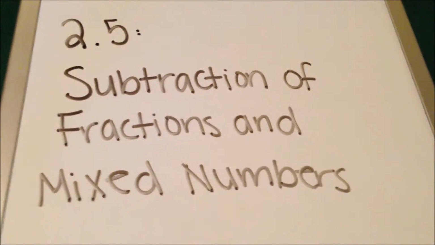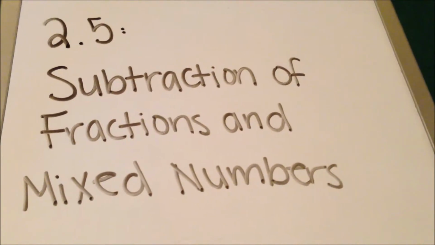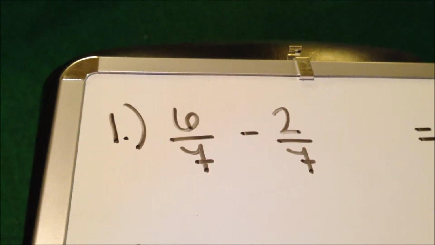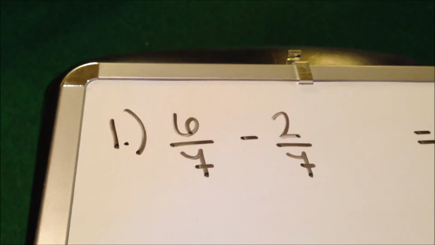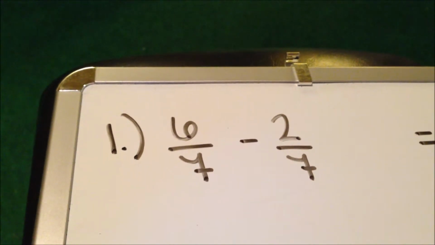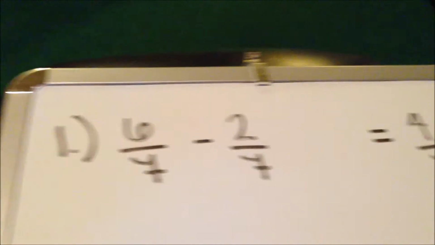Section 2.5, Subtraction of Fractions and Mixed Numbers. Let's try some examples involving the same denominator, or like denominators. 6/7 minus 2/7 is simply 4/7. 6 minus 2, the denominator stays the same.